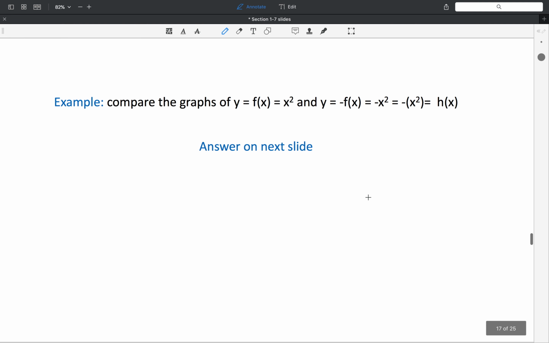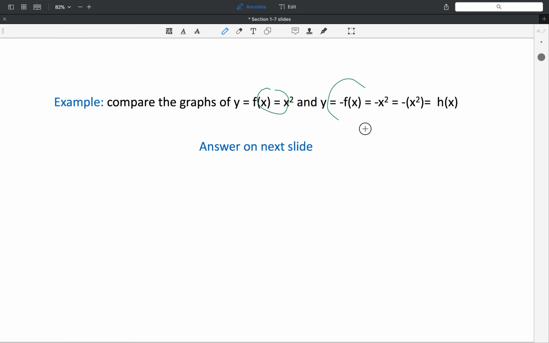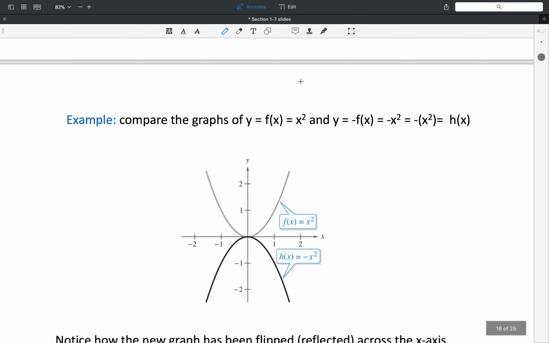Okay, I want you to compare the graphs of f of x equals x squared, and then minus f equals minus x squared. Pause, think about it, try to graph it. Try to do it, use thinking about it, but if you need to, look at a graph, look at Desmos or something, and then try to understand what you see. So while you pause and work it out, I'm going to the next slide.